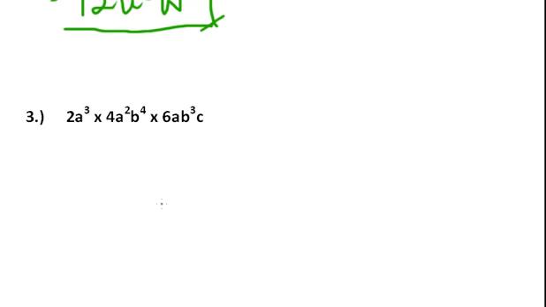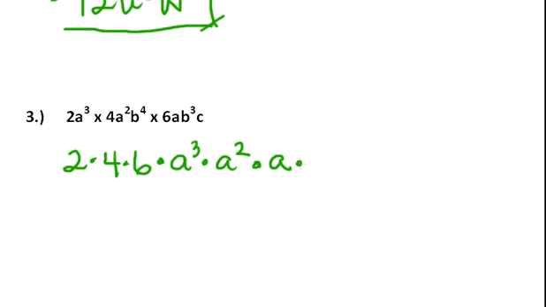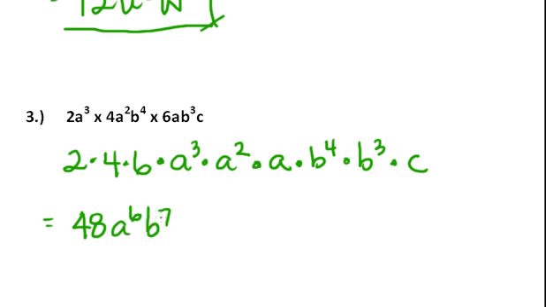And then finally in number 3, same thing. 2 times 4 times 6. Going for our a terms, we have a cubed, a squared, and then a. And then next b's, we have b to the 4th and b cubed, and then finally c. So now we can simplify this further. It should give us 48 a to the 6th b to the 7th c. And that's the answer for number 3.